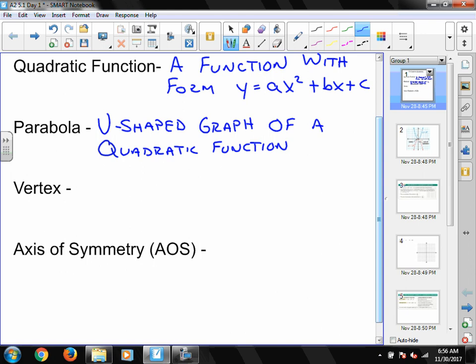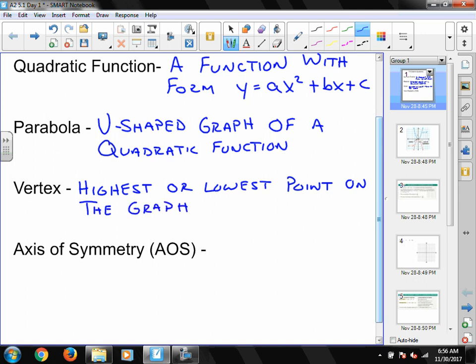A vertex. The vertex is very important with quadratics. They help us quite a bit with different things. The vertex is the highest or lowest point on the graph. We'll talk more about the vertex of a parabola here in a little bit, but it doesn't necessarily have to be the highest. It doesn't necessarily have to be the lowest. It has to be one or the other.